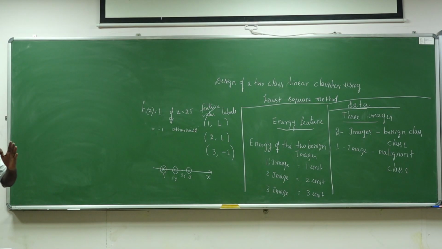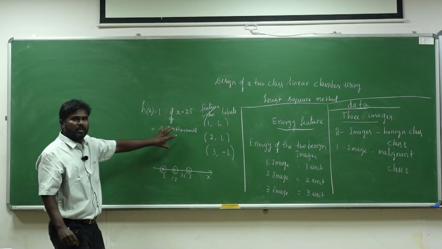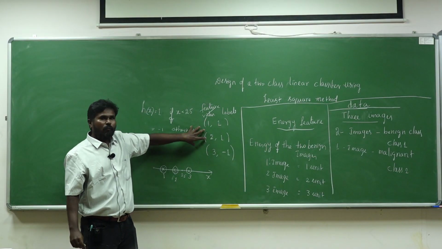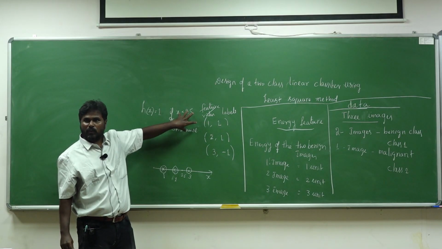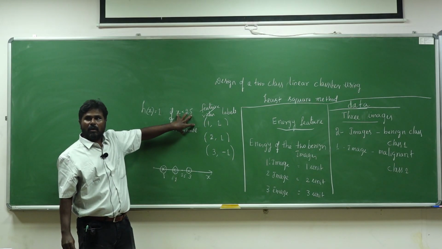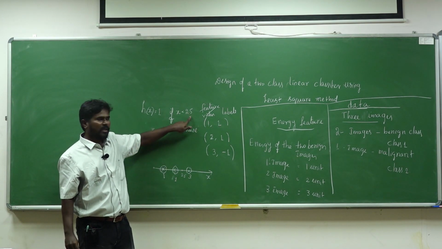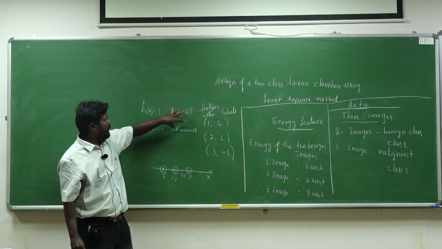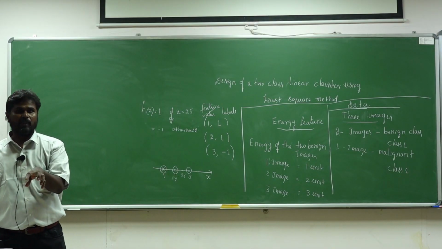Now, if the test data comes, we have not used any procedure to design this. What we have done here is that we have looked at the feature space and we have defined the 2-class classifier. We have not used any procedure to find the threshold. By looking at the feature space, we have come up with a 2-class classifier.